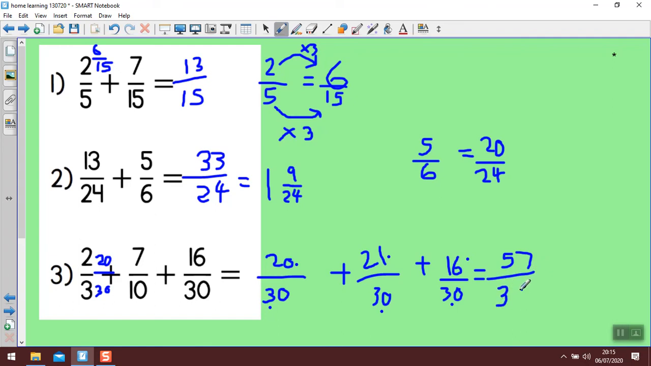But I don't want that improper fraction. So what is 57 divided by 30? It's 1 whole one and 27/30. And if I simplify 27/30, I would get 9/10. It's 1 and 9/10. Well done.